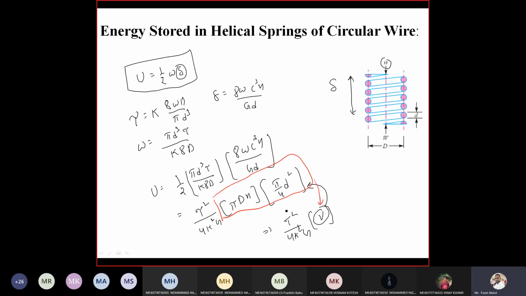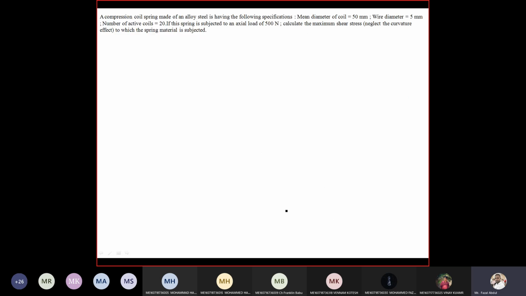Okay. So now we are going to one numerical problem: find the maximum shear stress and deflection induced in the helical spring. So any doubts regarding the previous topics, Babu? Any doubts? You can ask. Shall we move to the problem?